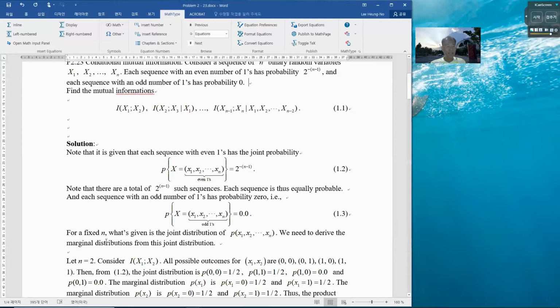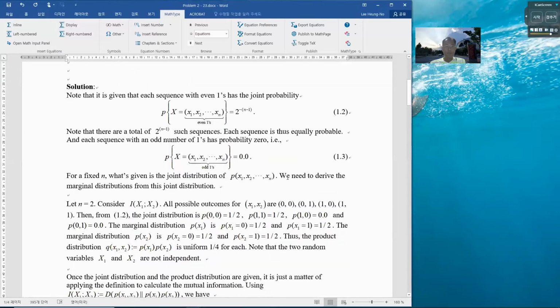So for a fixed n, what is given here is the joint distribution, basically. Having said this, for a fixed length we know all the elements of the joint distribution. From this joint distribution, we need to derive the marginal distributions to calculate the mutual information. So let's have some examples.